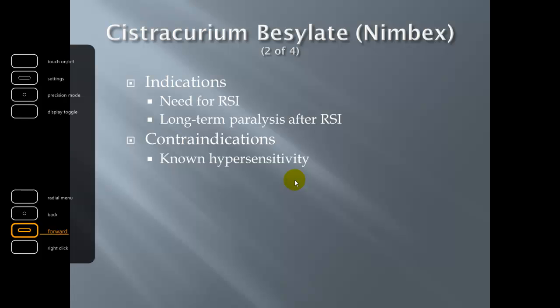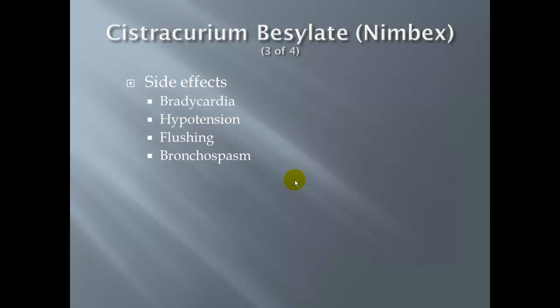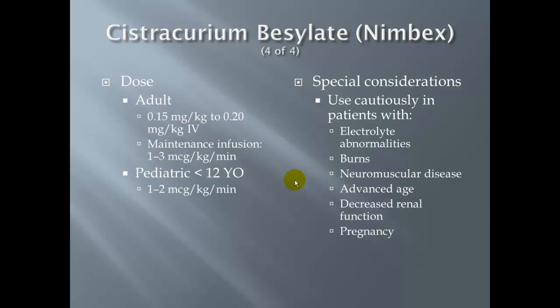Contraindications: known hypersensitivity. Side effects on this: bradycardia, hypotension, flushing, or bronchospasm can actually occur. Dose on this, on an adult, 0.15 milligrams per kilogram to 0.20 milligrams per kilogram IV. Maintenance infusion of 1 to 3 mics per kilogram per minute. Pediatrics less than 12 years old, 1 to 2 mics per kilogram per minute. Special considerations: use cautiously with patients in electrolyte abnormalities, burns, neuromuscular disease, advanced age, decreased renal function, and pregnancy. We can make the patient a little hyperkalemic with this medication.